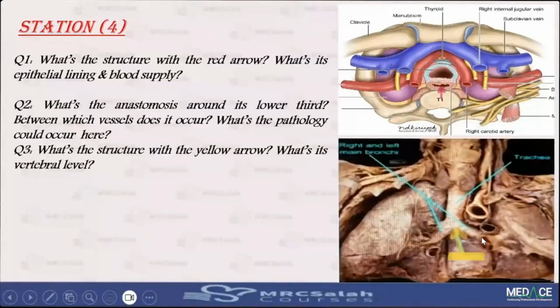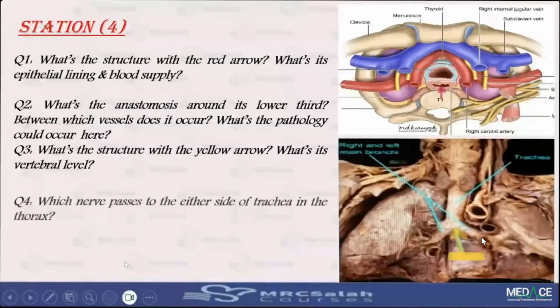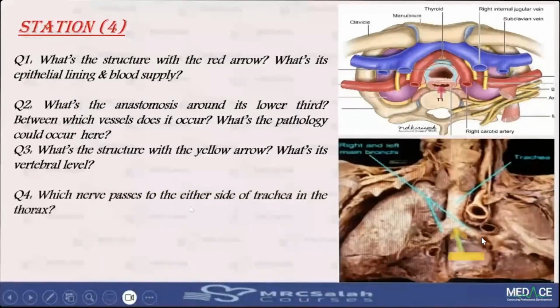Perfect. What is the structure with the yellow arrow here? It's the carina. And what is its vertebral level, please? T4. Yes, it's T4. Which nerve passes on either side of the trachea in the thorax? The vagus nerve. Yes, it's the vagus nerve.